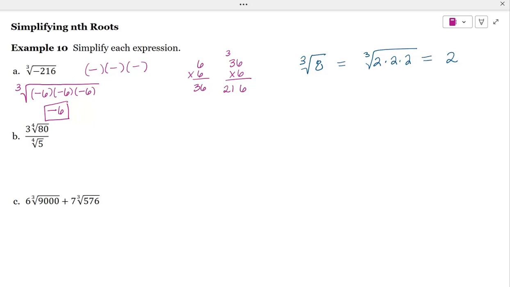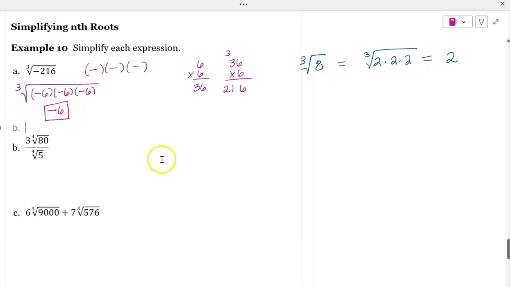All right, moving on to letter B. Let me make a little bit more room here. There we go. I've got the fourth root now, so I want to try to find some numbers that maybe 80 can be broken down to simplify that. In the denominator there, that fourth root of 5, I don't think that I have a good way of breaking that down, because 5 is just a prime number. It can't be split up anymore.